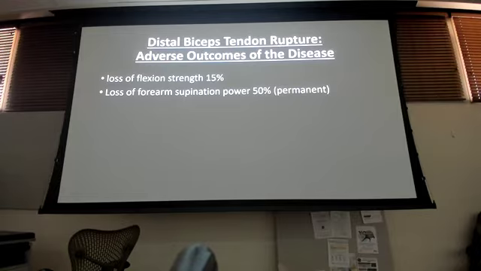But the loss of forearm supination is how much? 50. That's significant, and it's never coming back. The tendon will not magically travel distally. It'll retract. It'll come more proximally, right? And they'll just have that permanent loss of 50%. Does that sound significant? It does, right?